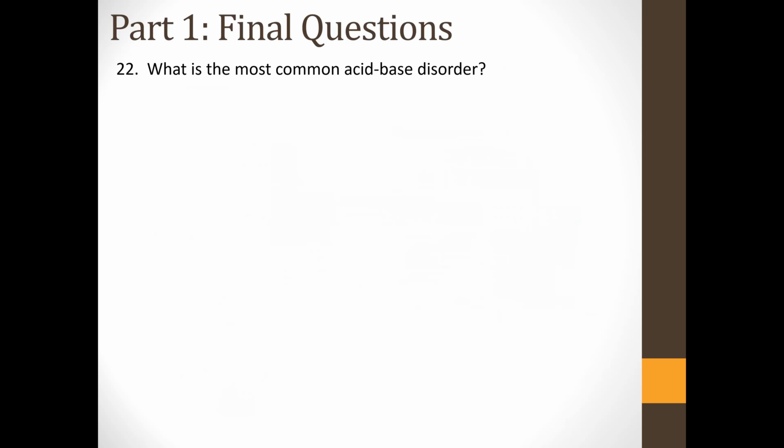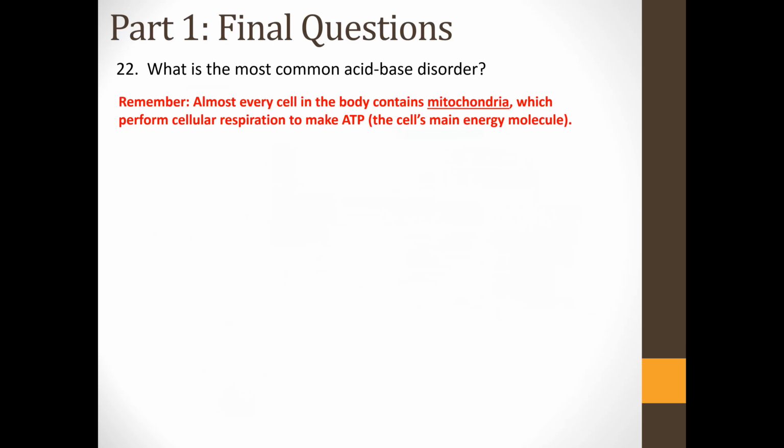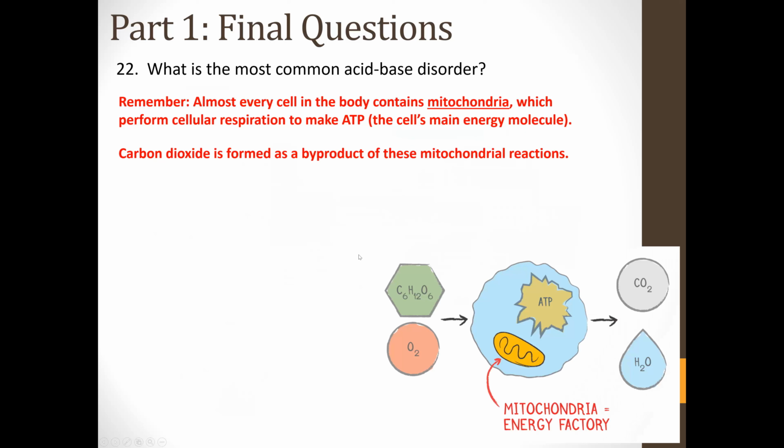Number 22, what is the most common acid-base disorder? Remember, almost every cell in the body contains mitochondria. Mitochondria perform cellular respiration to make ATP, which is the cell's main energy molecule. Carbon dioxide is formed as a byproduct of these mitochondrial reactions. So your mitochondria are your cell's energy factories. They are taking in glucose and oxygen and using them to make ATP, and as a side effect, they are producing carbon dioxide and water.